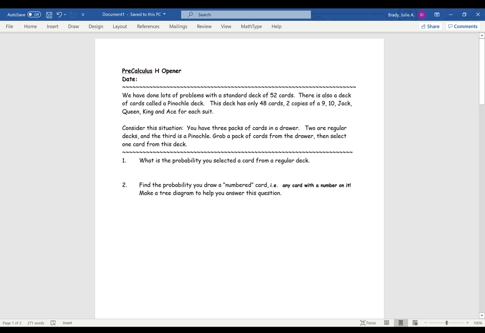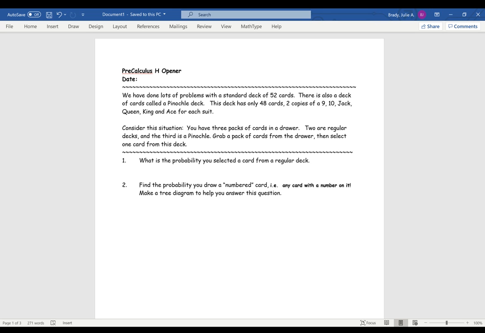Okay, so here's what we're going to work on now: conditional probability. We kind of did this at the beginning of the unit, but we did it by actually writing down all of the different outcomes and just counting to find it. So right now we're going to try and do conditional probability, but using a tree.